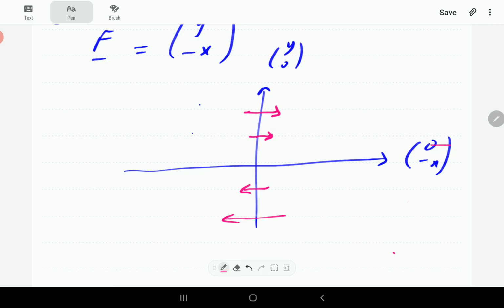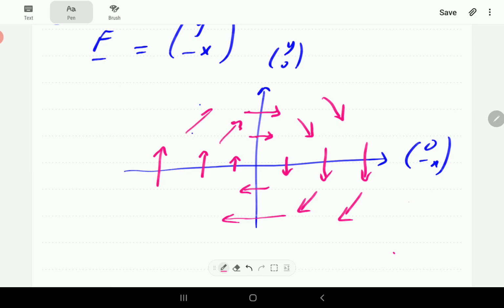And then here, x is 1, y is 0. Okay, x is 1, so it's going to be 0, negative 1. But this negative 1 is the vertical component. It means here it's going to be going like this, and then as you get further, it's going to be getting bigger. Here, x is negative 1, so it's going to be 0, 1. So it's going to be going up and then further. And just from this, I think it's showing you that generally this is going to be a concentric type of vector field.